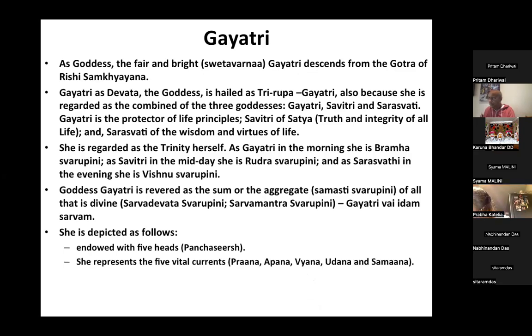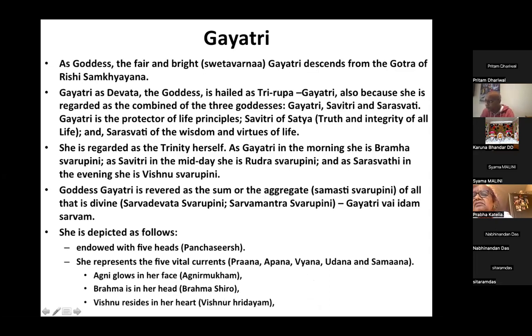She is depicted as follows: endowed with 5 heads, Pancha Shirsha. She represents the 5 vital currents, Prana, Apana, Vyana, Udana, and Samana. Agni glows in her face, Agnir Mukham. Brahma is in her head, Brahma Shiro. Vishnu resides in her heart, Vishnu Hridayam.